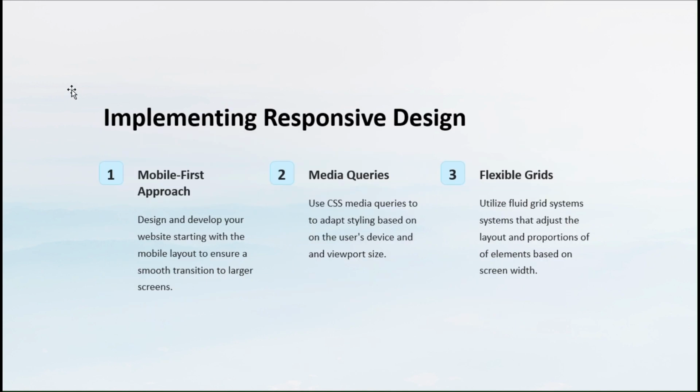Implementing responsive design. First is the mobile-first approach. Design and develop your website starting with the mobile layout to ensure a smooth transition to larger screens. Second, media queries. Use CSS media queries to adapt styling based on the user's device and viewport size. Third, flexible grids. Utilize a fluid grid system that adjusts the layout and proportions of the elements based on the screen width.